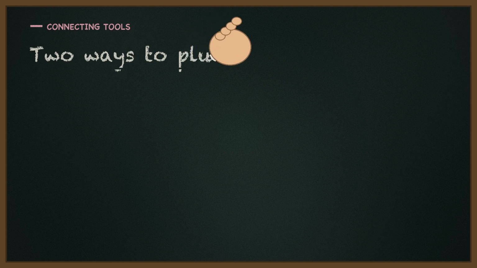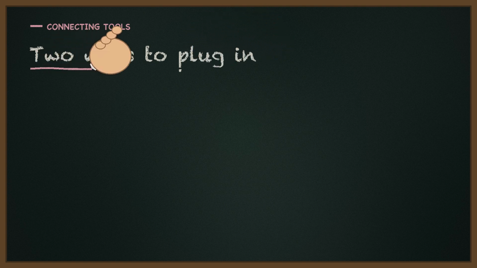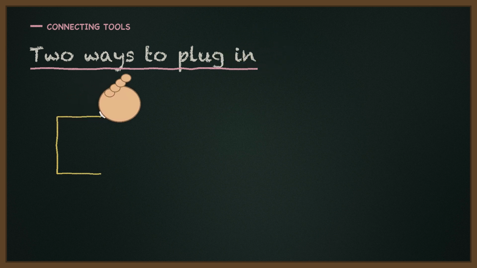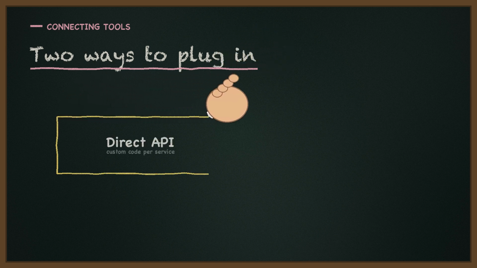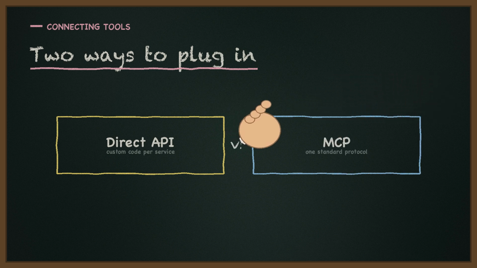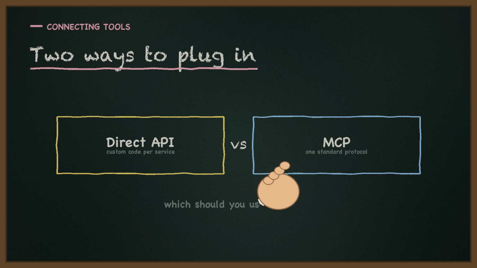So, how does Aria reach the outside world? You've got two ways. 1. A direct API integration, custom code straight against each service. 2. MCP, the Model Context Protocol. This is the big architecture decision in your build, and it shapes how much you maintain and how easily you grow. So let's put them side by side and compare them properly.